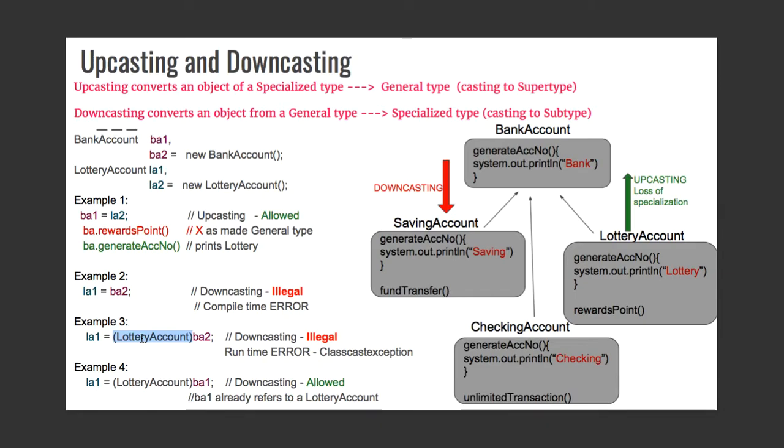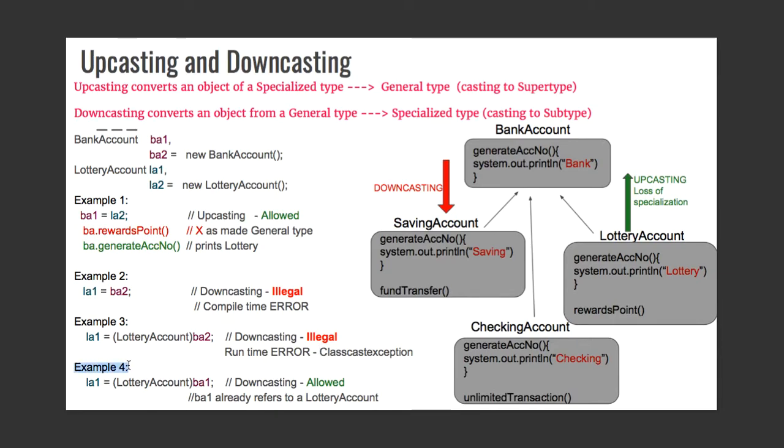Notice the typecasting done here. We have typecast a bank account object into a lottery account type. This fools the compiler into thinking that BA2, a bank account object, is actually of a lottery account type, because of which it doesn't cause a compile time error and the program compiles successfully. However, at runtime, the JVM tries to find out what BA2 refers to. If you notice, BA2 refers to a bank account object. This type of downcasting will cause a runtime error, and if you're using Java, it will cause a ClassCastException.